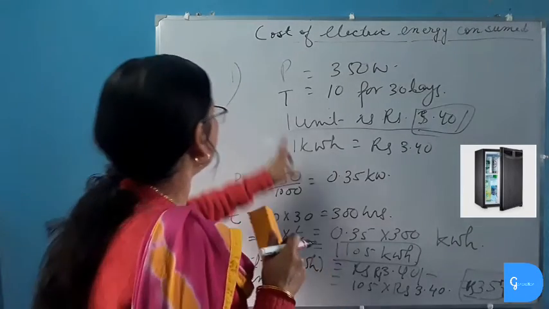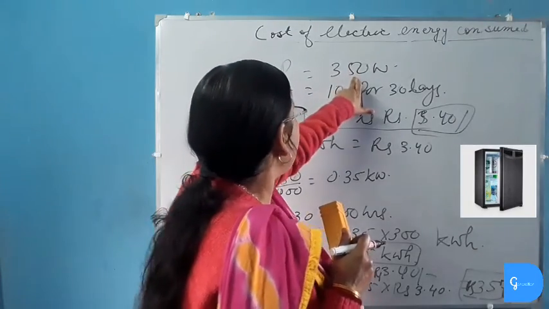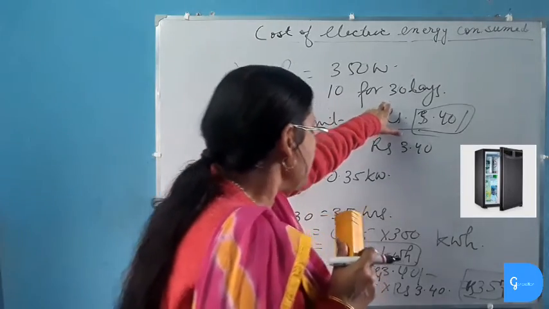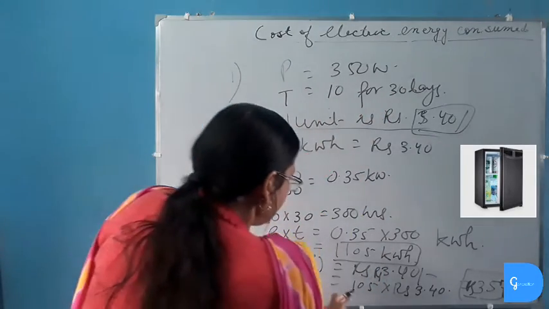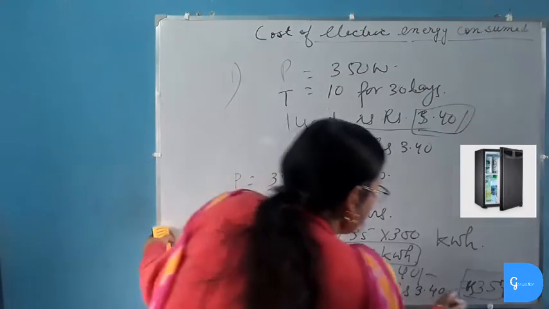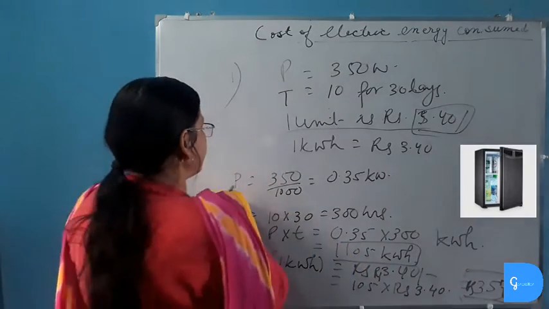So the cost of using this refrigerator of power 350 watt for 10 hours a day for 30 days will consume energy of 105 kilowatt hour, and the cost of it will be rupees 357. This will be the cost of the refrigerator if we use it.